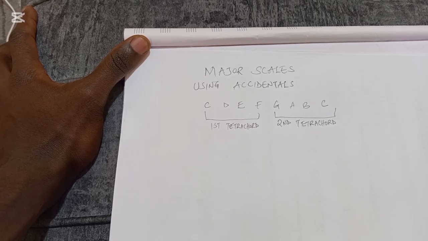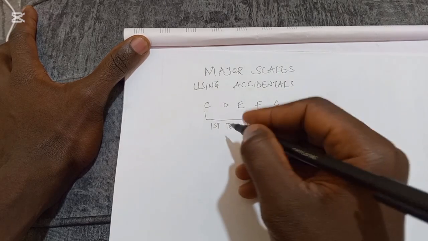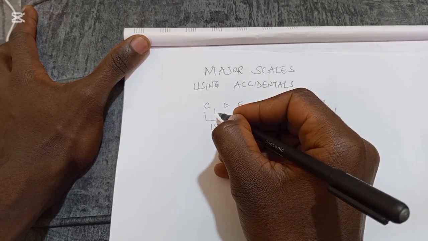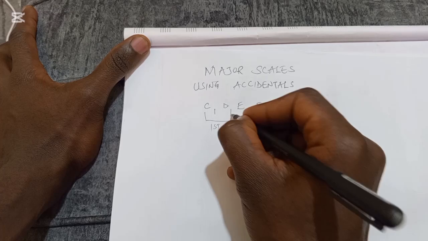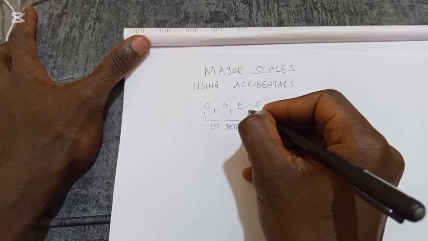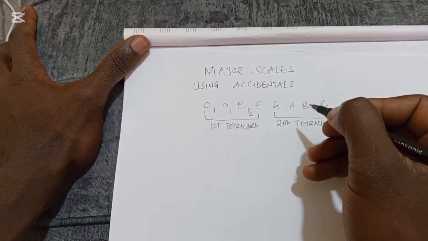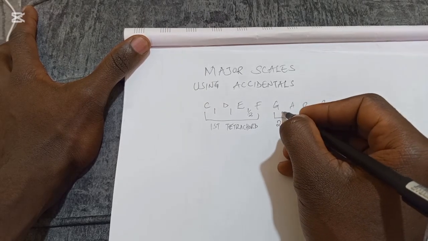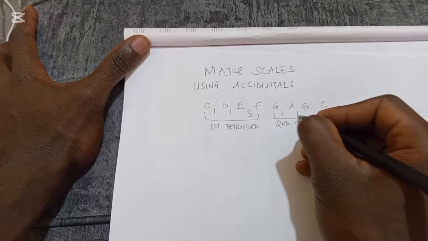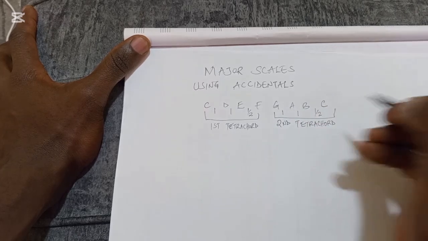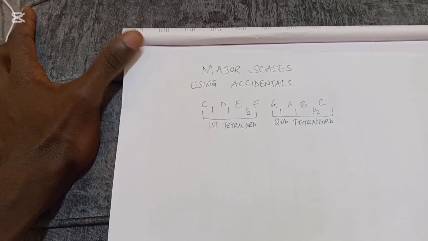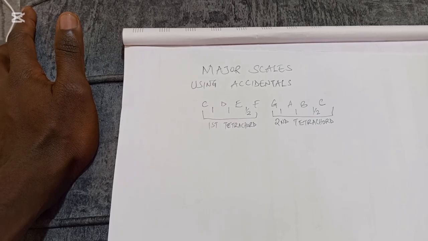So we found out that in the interval from C to F, C to D is a tone, that's one step, D to E is a tone, that is one step as well, E to F is half a tone, which is half a step. Then from G to A, we have a tone, A to B is a tone, B to C is a half a tone. So in both tetrachords, we have a pattern of tone, tone, and a semitone. So the pattern is similar in both tetrachords.